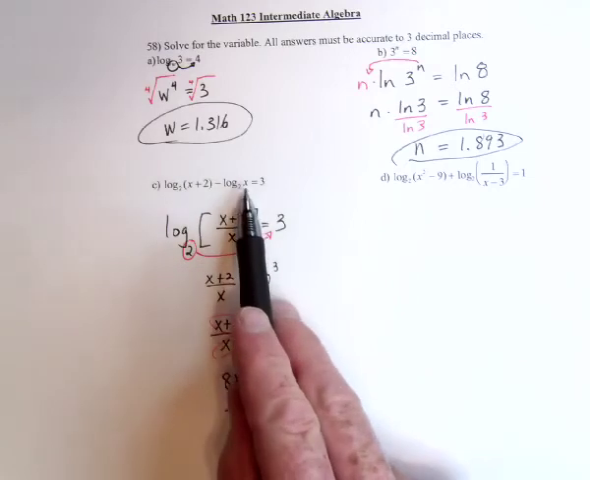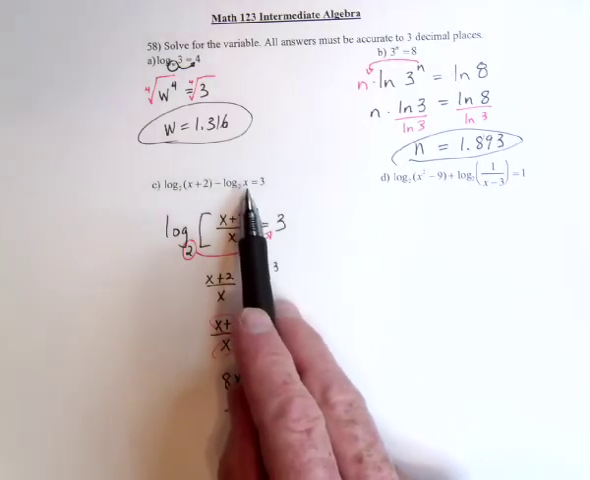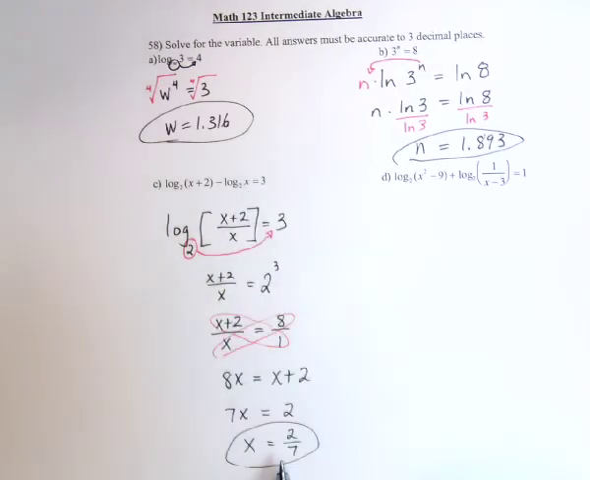One note over here, you can't take the log of a negative. So if this would have been x equals a negative, which it's not, but if it would have been x equals a negative something, then I would have to throw out the answer and say no solution.